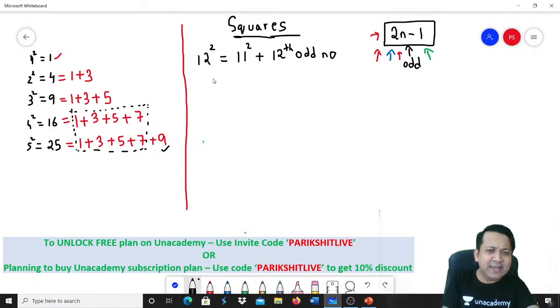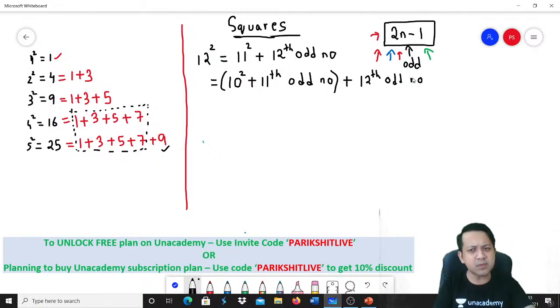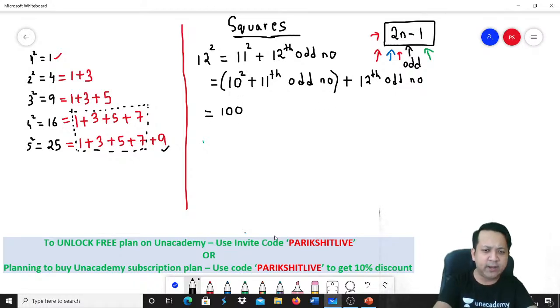So you know what? 11 square can rather be written as, what is 11 square? 11 square is 10 square plus the 11th odd number. Will you agree? What is 12 square? 10 square plus the 11th odd number, plus originally you have the 12th odd number. So you know what? What is 10 square? All of us know it is 100.